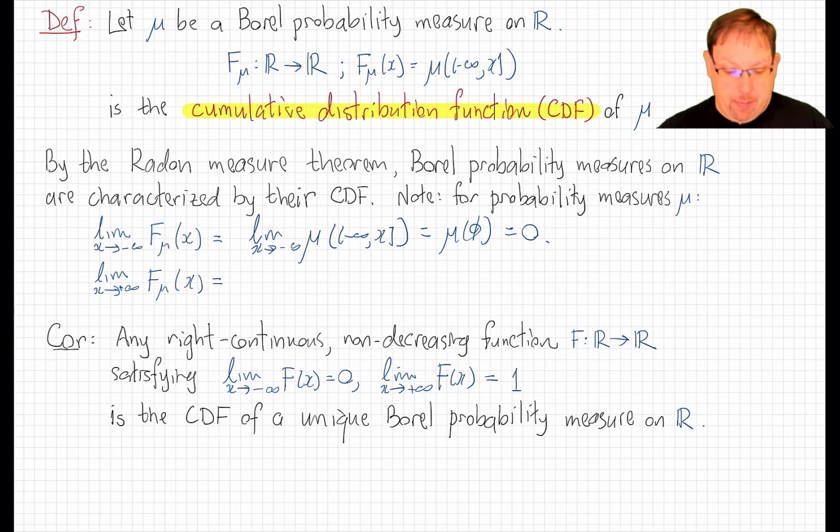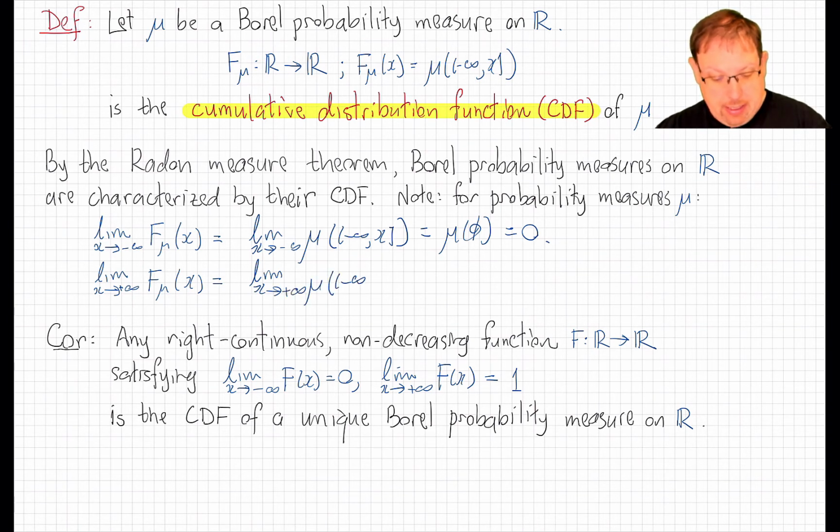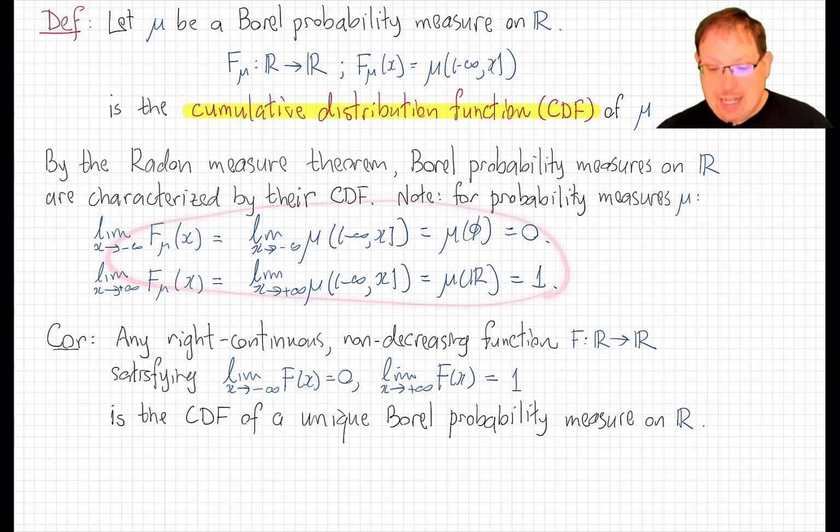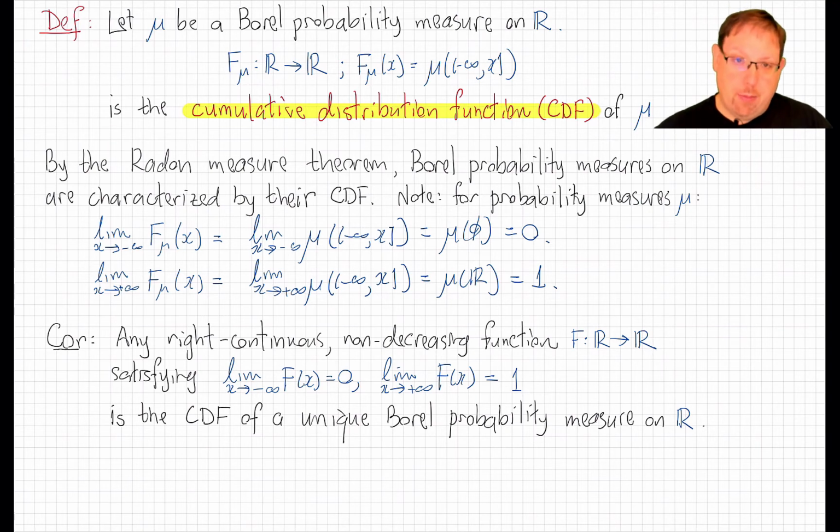On the other hand, because we have a probability measure here, if we take x up to infinity, the limit as x goes to plus infinity of f at x is the same as the limit as x goes to infinity of the measure of the interval from minus infinity up to x. That interval increases to the whole real line, and so by the continuity result we just proved, this limit converges to the measure of the real line. Because we have a probability measure, that's 1. And so what we see is that if we have any right continuous non-decreasing function which satisfies these two limits, then it is the CDF of a unique Borel probability measure on the real line. And conversely, any Borel probability measure on the real line has a CDF satisfying these conditions.